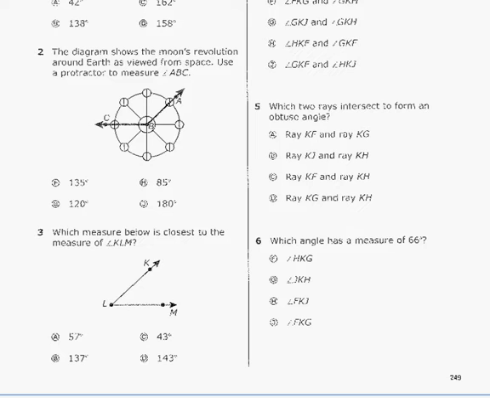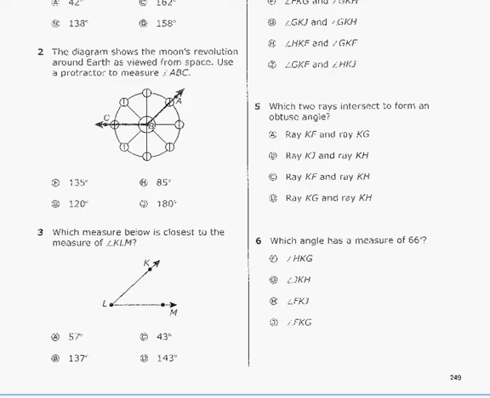Okay, the diagram shows the moon's revolution around the Earth as viewed from space. Use a protractor to measure angle ABC. F, 135 degrees. G, 120 degrees. H, 85 degrees. Or J, 180 degrees. Question number 3. Which measure below is closest to the measure of angle KLM? A, 57 degrees. B, 137 degrees. C, 43 degrees. Or D, 143 degrees.